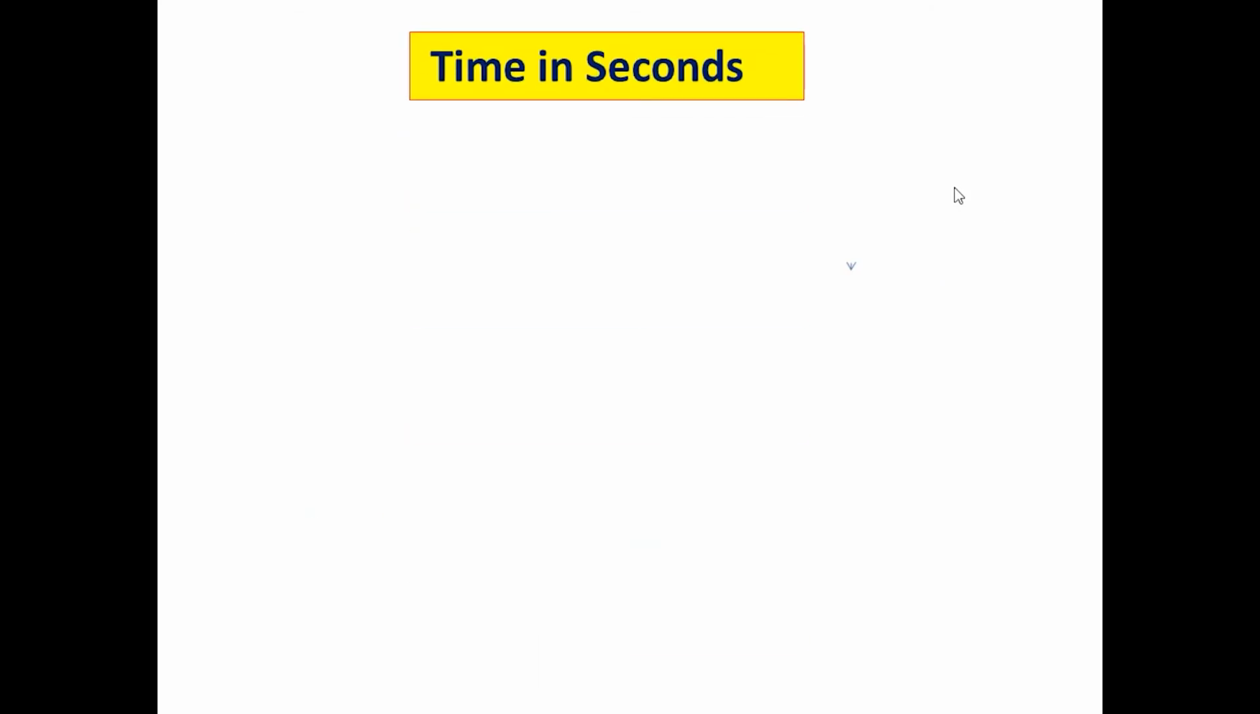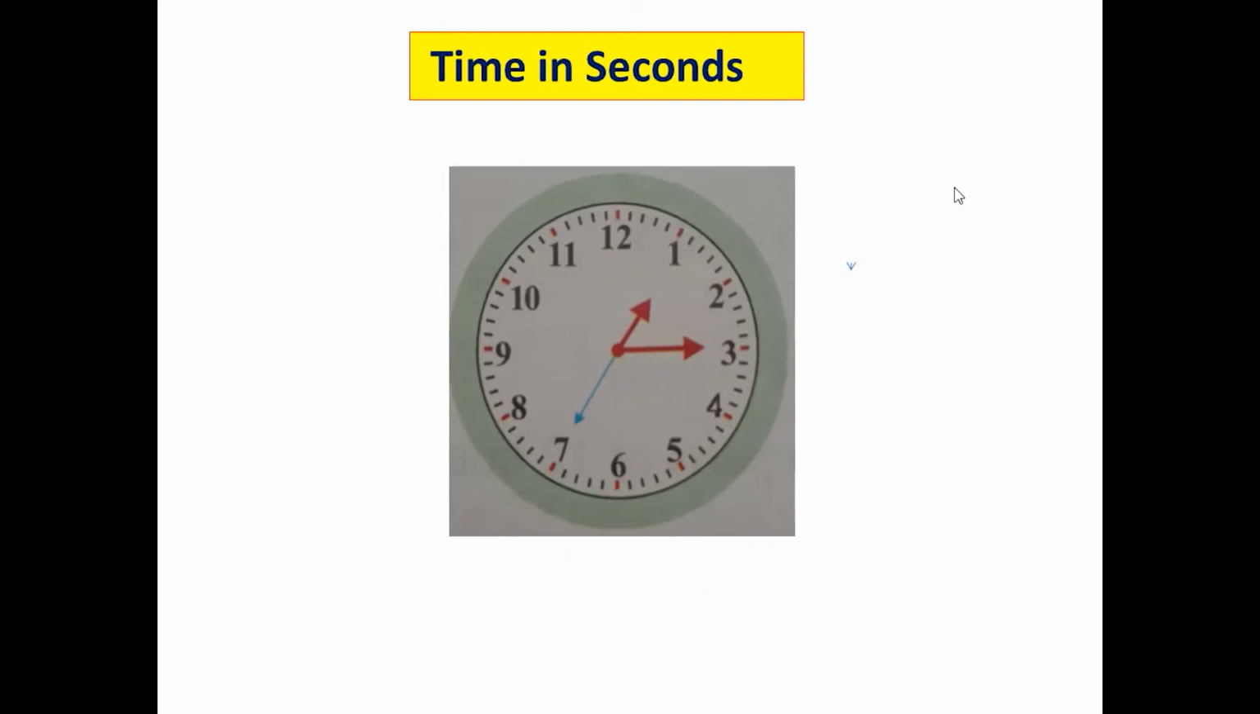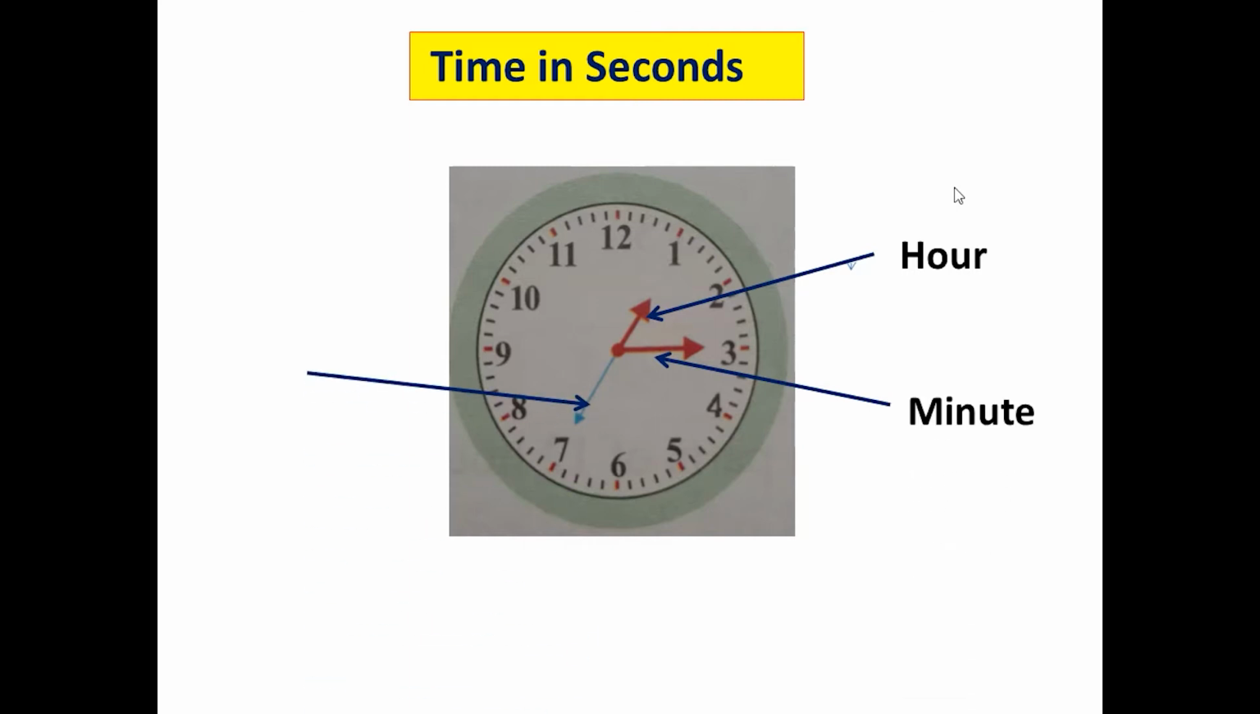Now see the next clock. Here time in seconds. See here the hour hand is at 1 and see the minute hand is at 3 and the second hand is at 7. So we read this time as 1 hour, 15 minutes and 35 seconds.